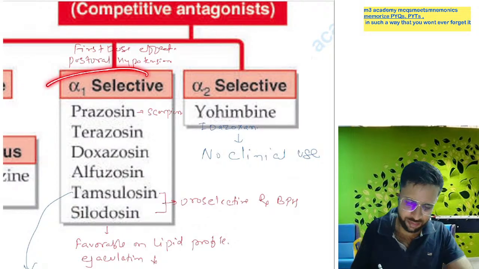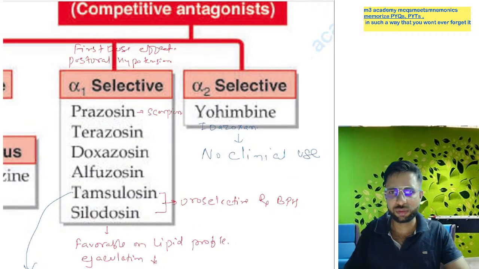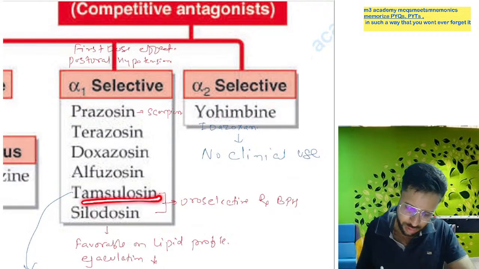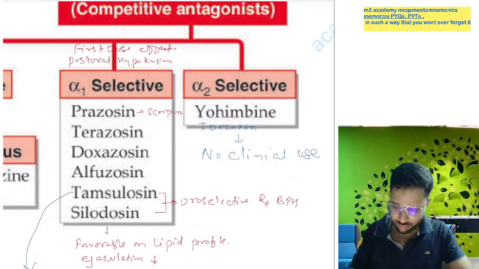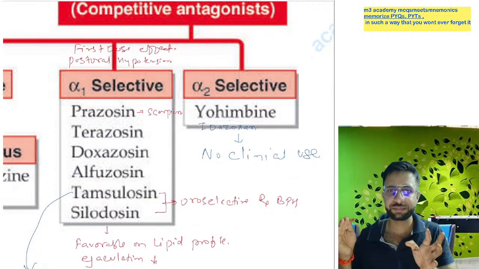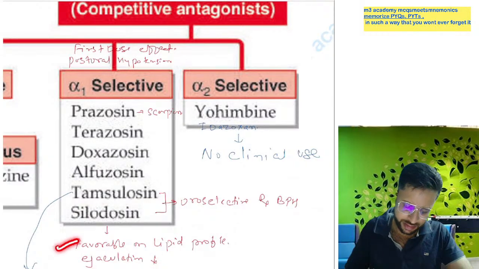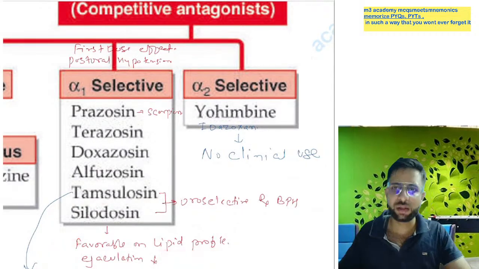And this alpha 1 selective blocker causes the postural hypotension in the first dose. So first dose effect of the postural hypotension. Tamsulosin causes the floppy iris syndrome during the cataract surgery, and this drug is not preferred for the young male because this decreases the ejaculation, but it has a favorable profile on the lipid.